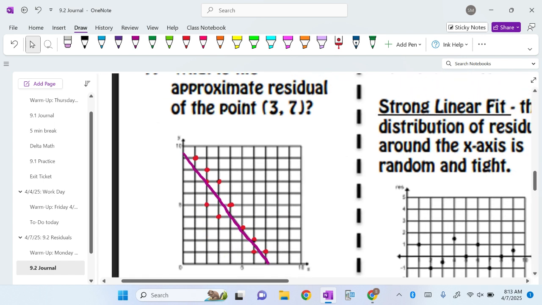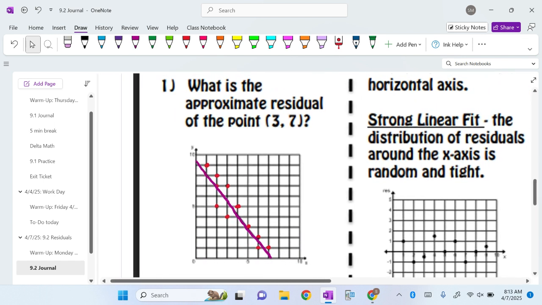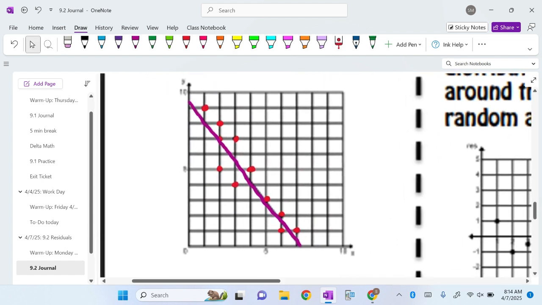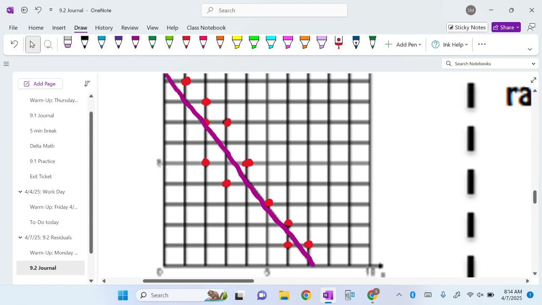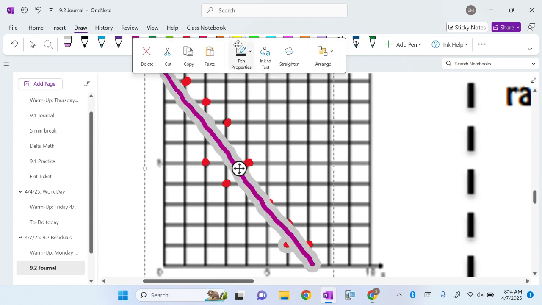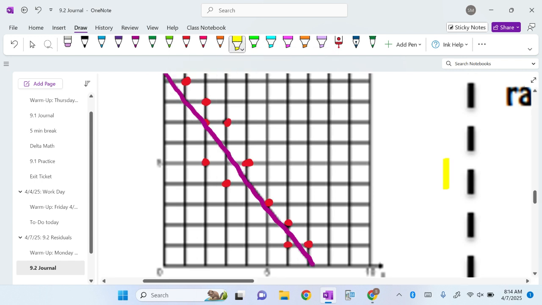Now, it asked us to find the approximate residual of the point (3, 7). So in other words, I'm going to find the red dot at that point and see about how far away it is from our line of regression. All right. So here's 0. I'm going to go over 3 and then up 7. So right here, I'm looking at this point specifically.